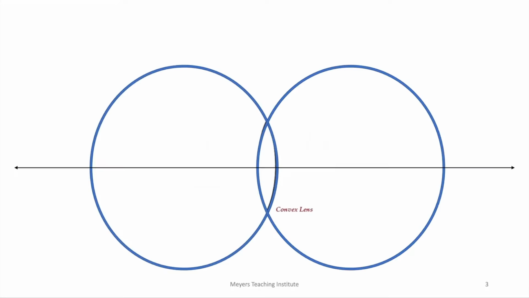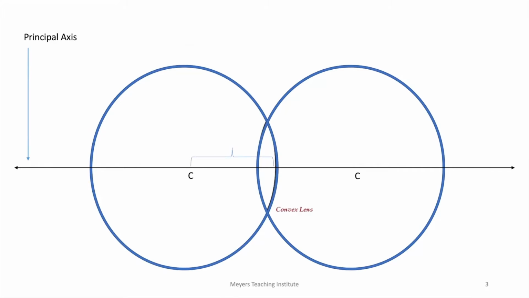So what I will do is I will draw a principal axis. Now, what is the principal axis? It is an imaginary line that passes through the centers of curvature of both these circles. So it is passing through the centers. You can see the centers highlighted at the point C, and this principal axis is passing through the center of curvature of both the spheres.